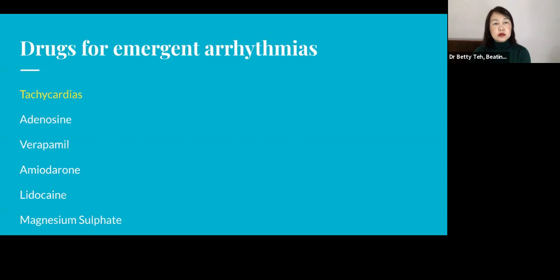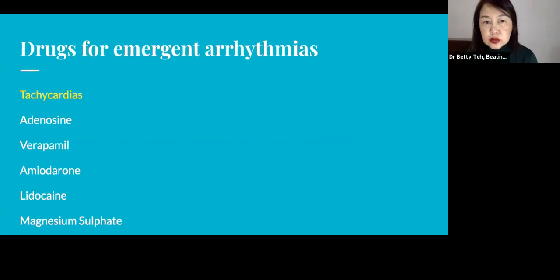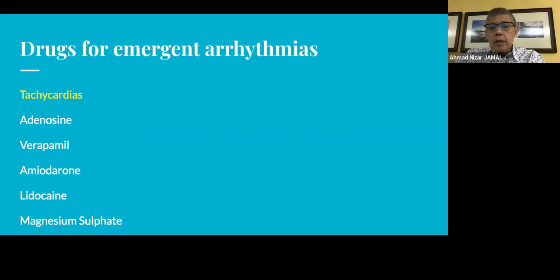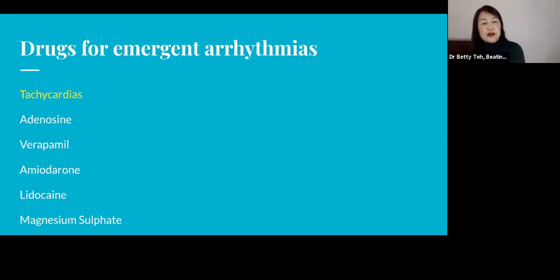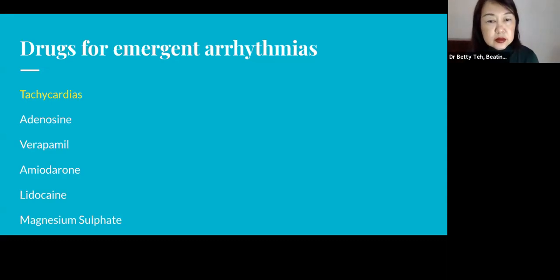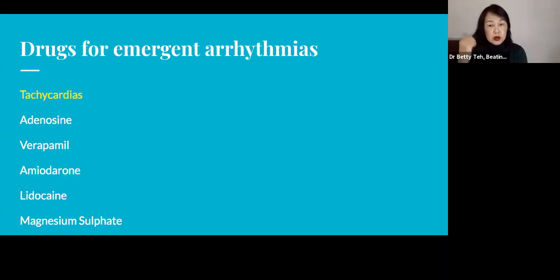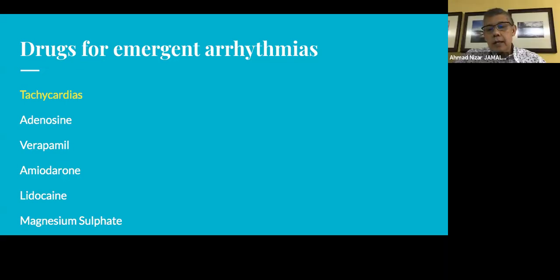Next slide. Okay, the next group of drugs are those that we use for tachyarrhythmias. In general, you will recall tachyarrhythmias are divided into the broad complex and the narrow complex tachycardias. We discussed that last week. So the first two, adenosine and verapamil, are going to be used for the narrow complex tachycardia, while amiodarone and lidocaine are for patients with broad complex tachycardias. And magnesium sulfate is usually for those who present with torsades or polymorphic VT where you consider hypomagnesemia as a cause. Shall we go to the next slide?